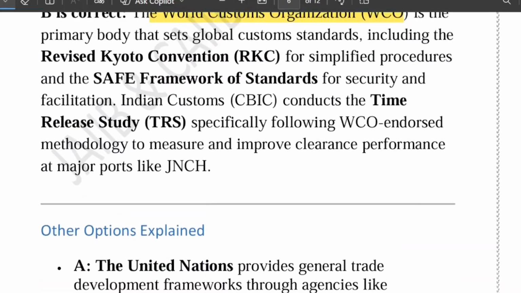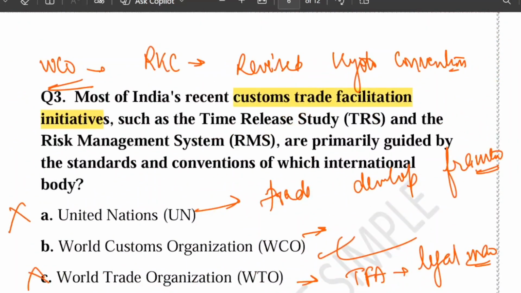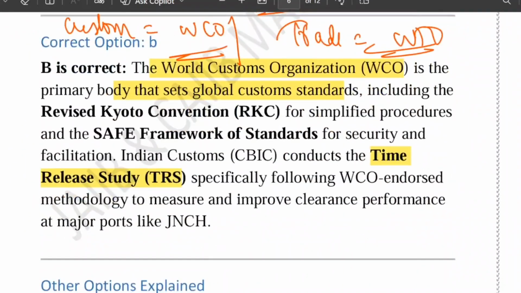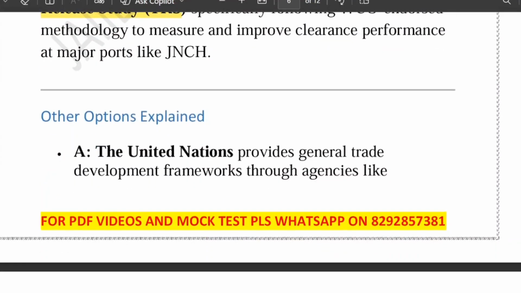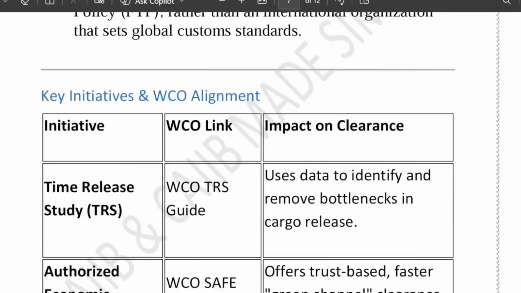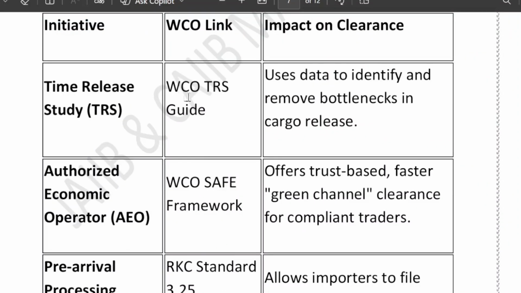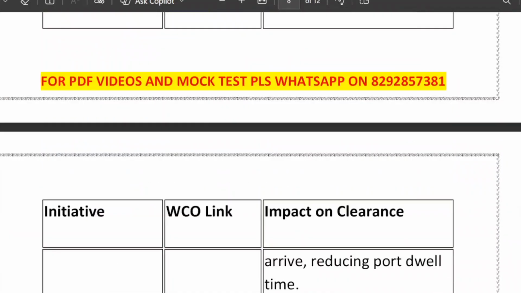So what we learned from this question is that WCO sets the global customs standards. This is the body that sets them. Then TRS, which is Time Release Study, and RMS, Risk Management System, are based on WCO guidelines. WTO provides you a legal mandate, not technical detail. And DGFT is India's trade policy, not an international standard. So TRS, AEO, WCO SAFE framework: these are the key points.